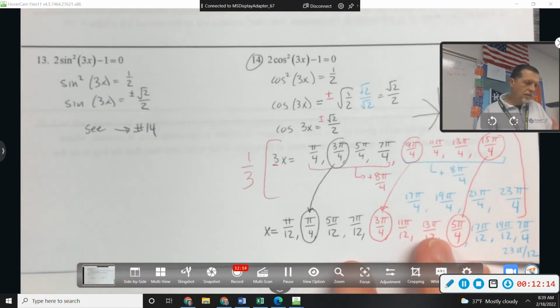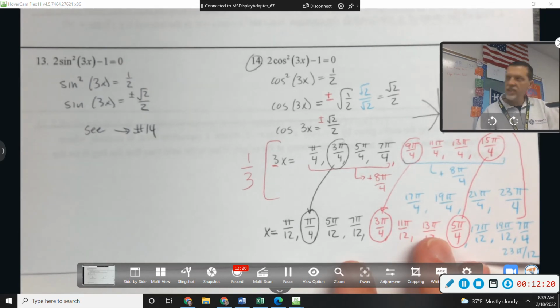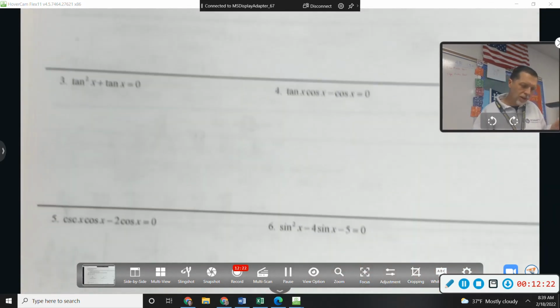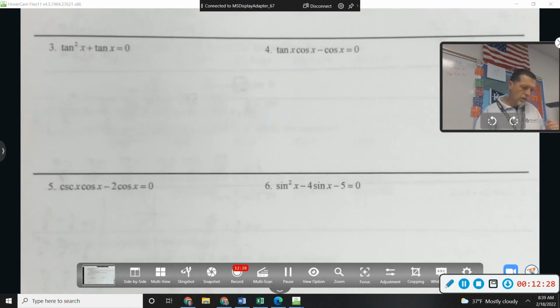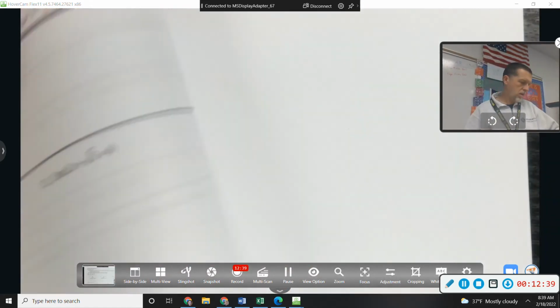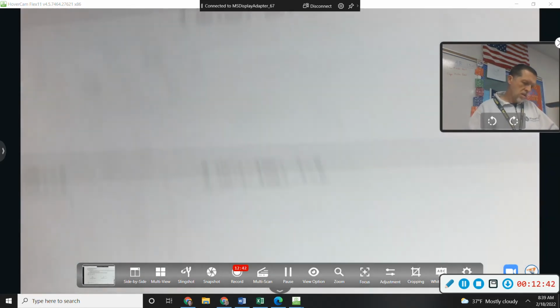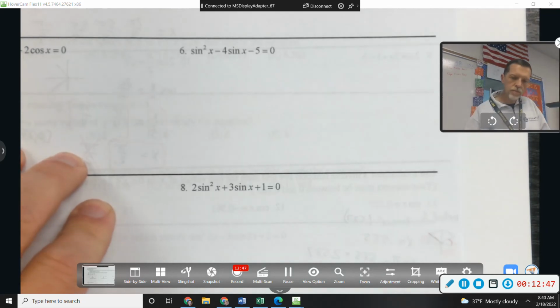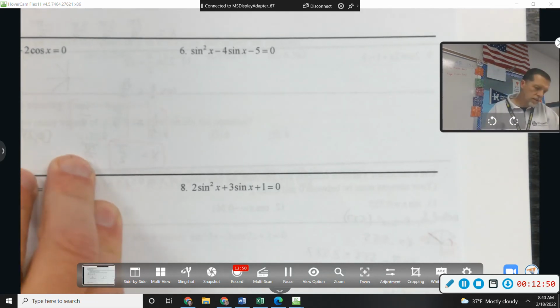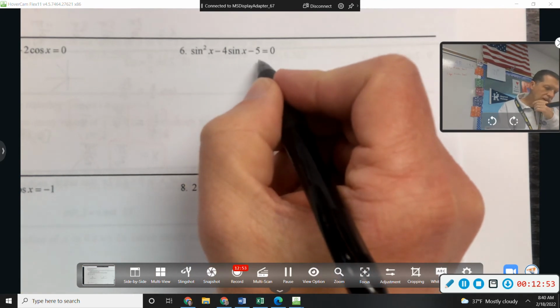All right, so we did a trig identity. We did the triple thing. So we tackled the hard ones. Is there anything else you want to see? Of course, that means we haven't done a factoring one, like 1 through 8. Any of those? Number 6. Sine squared x minus 4 sine x minus 5.